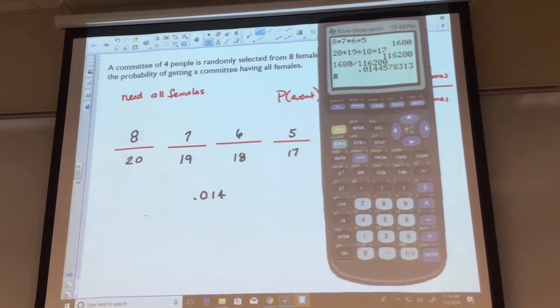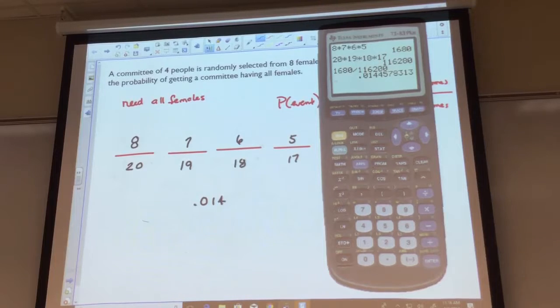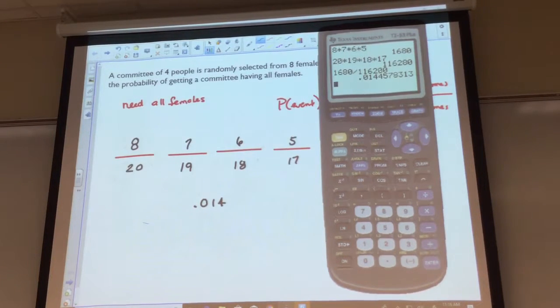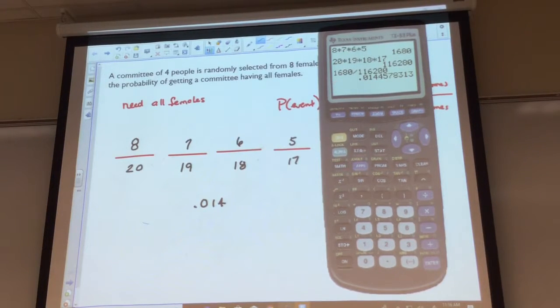Now they'll tell you how many decimal places to keep. Sometimes they want only 1, sometimes they want 6. 6 is usually when you've got a much smaller chance of having the probability there. This is a pretty good sized probability. It's still less than 1%, but it's okay.